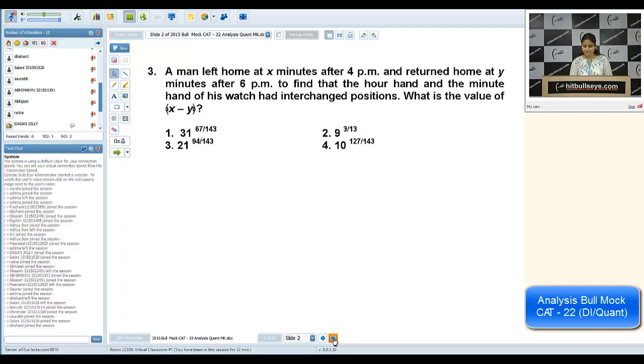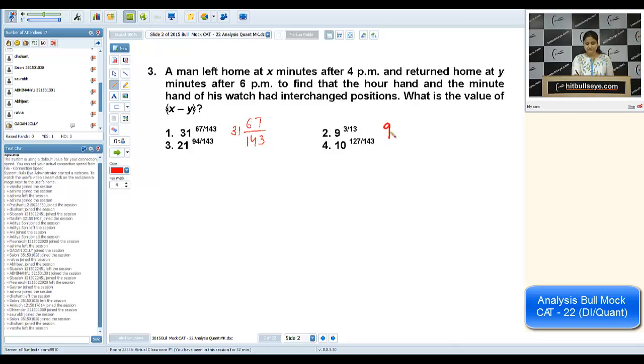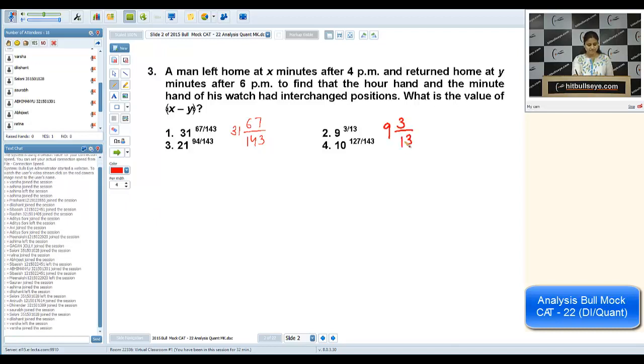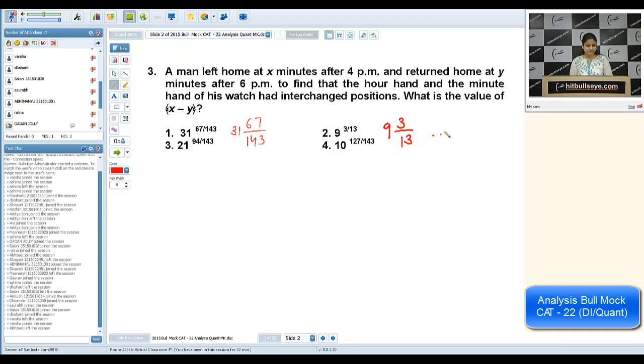Question number 3. A question based on clocks. What is the answer for this question? Any problem in this? These are not powers. Rather, these terms are, as in first is 31, 67, 143. That is a mixed fraction. Second will be 9, 3 by 13 and so on. Any problem in this? If you don't have any problem, I'll move further.